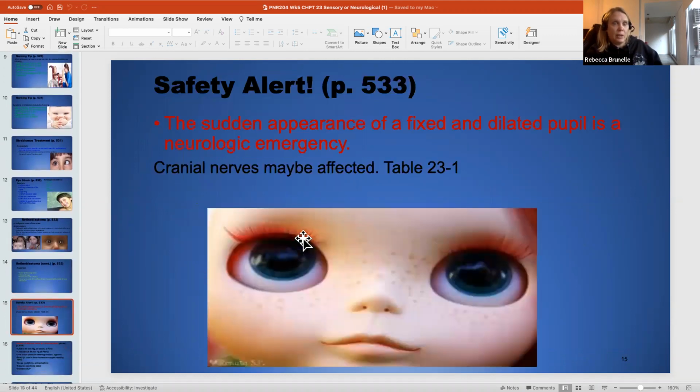Something you should know, like always in nursing, is what the medical emergencies are. You should always be able to identify in a situation if something is a medical emergency. So if you have a patient that has fixed and dilated pupils, that's a medical emergency. It's an indication that there's a buildup of pressure inside the brain, so increased intracranial pressure that's putting pressure on your cranial nerve, and that is preventing your pupils from reacting normally.